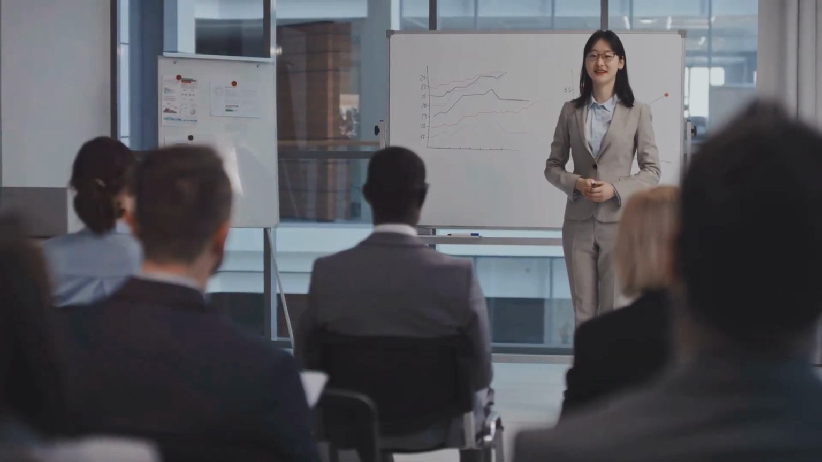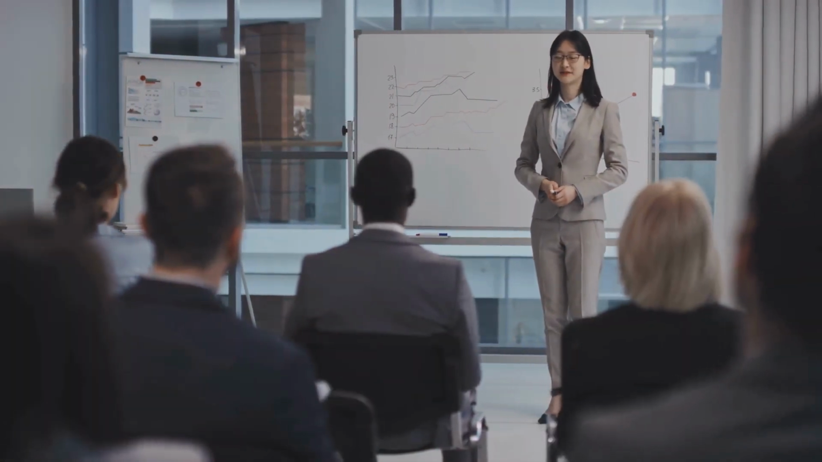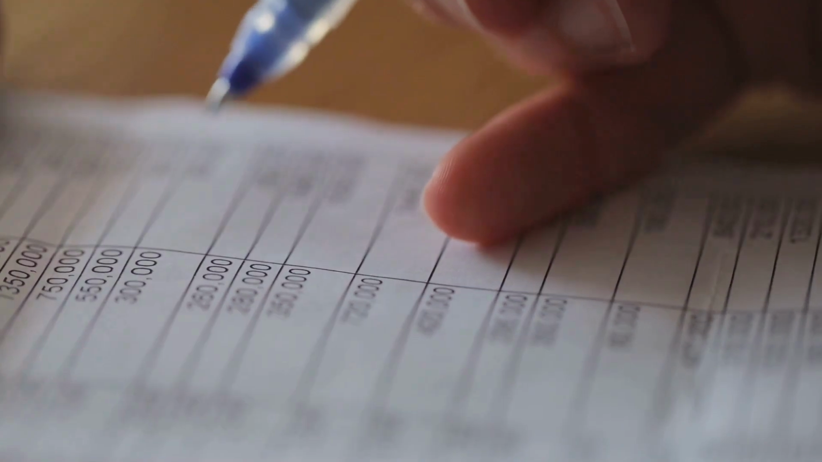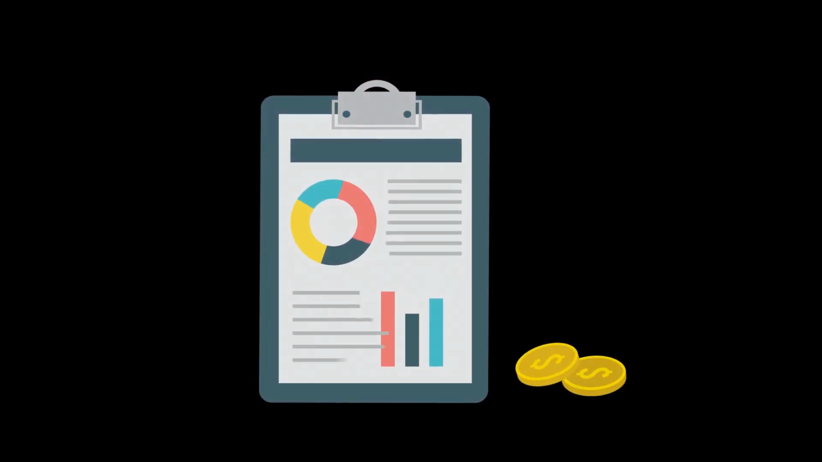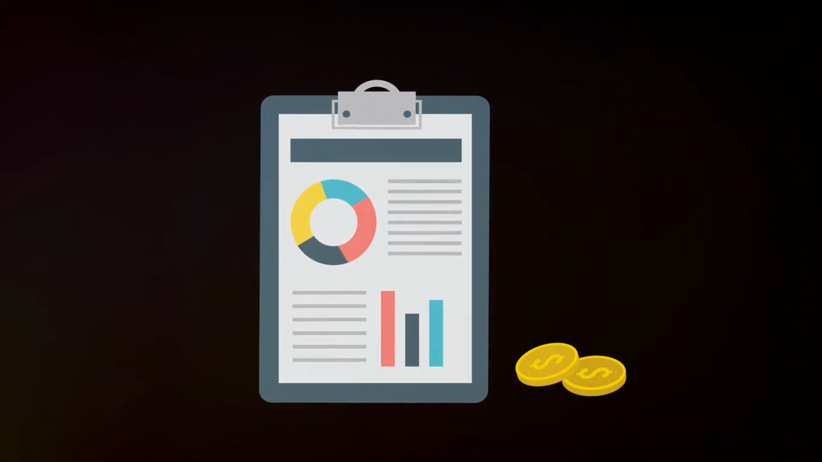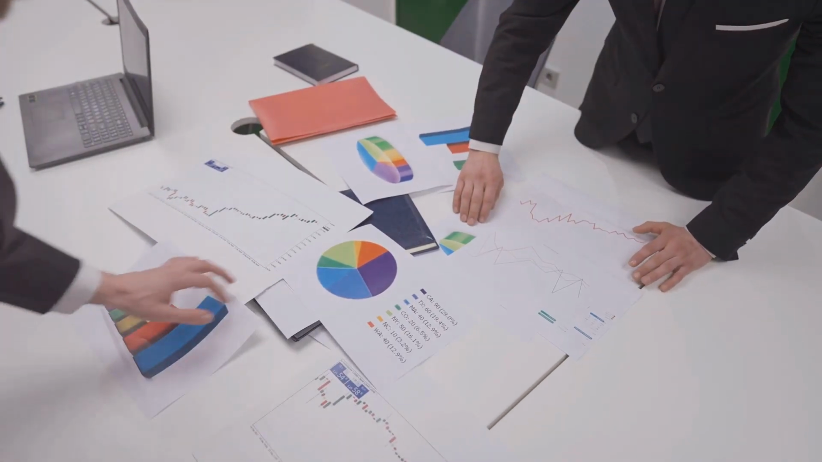By the end of this video, you'll be able to read, understand, and analyze financial statements like a pro. So, let's dive in. First up, the basics. A financial statement is a formal record of a company's financial activities. It includes three core components: the income statement, the balance sheet, and the cash flow statement. Each one tells a different part of the financial story.